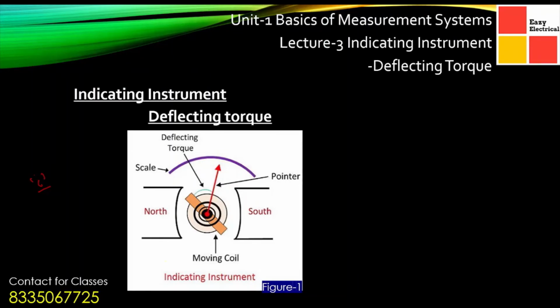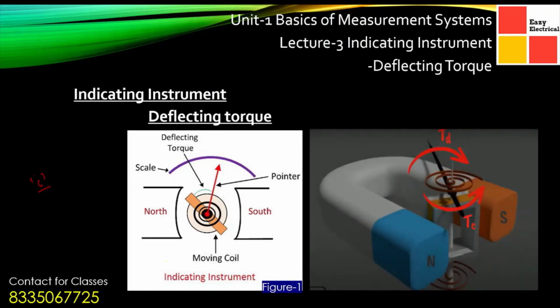This deflection is basically produced due to the deflecting torque. Now here you can see a graphical representation. This is basically a permanent magnet. This is the front view, and you can see the 3D diagram here as well. So here is the moving coil.